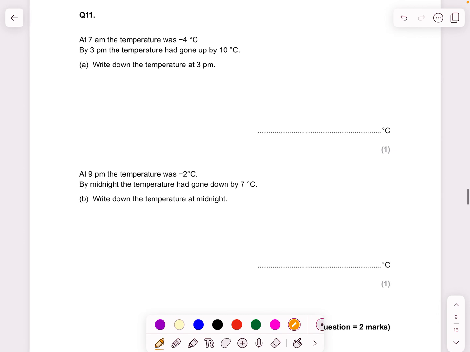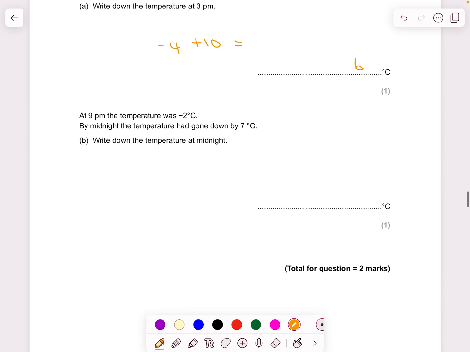Okay, write down the temperature at 3 p.m. So we can see here that it had gone up by 10. So that means we're doing -4 plus 10, which gives us that the new temperature is 6 degrees. Then at 9 p.m. the temperature was -2 and it went down by 7. So we're doing -2 take away 7. So that gives me that at midnight the temperature was -9, okay? And you had to write -9 and not 9.